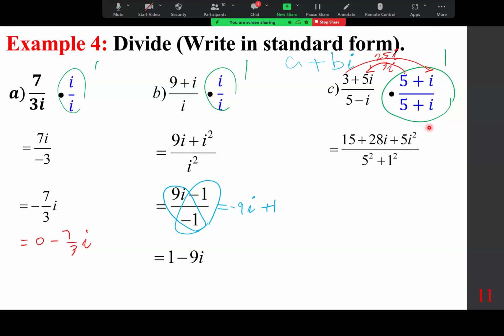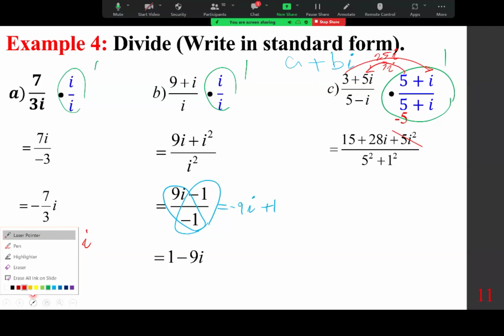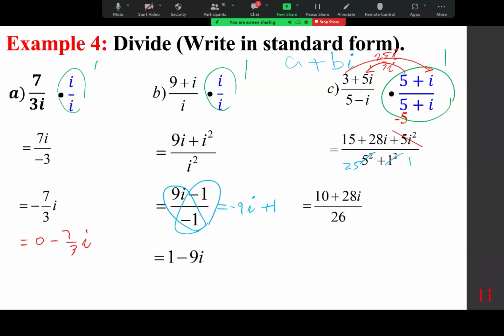Of course, you know I squared is -1, so we're going to change this to -5. -5 and +15, they add up to +10. 28I doesn't change. 5 squared, let me just write that. As you know, this is 25. This is 1, they add up to 26. Now, it's important to write it in the standard form.